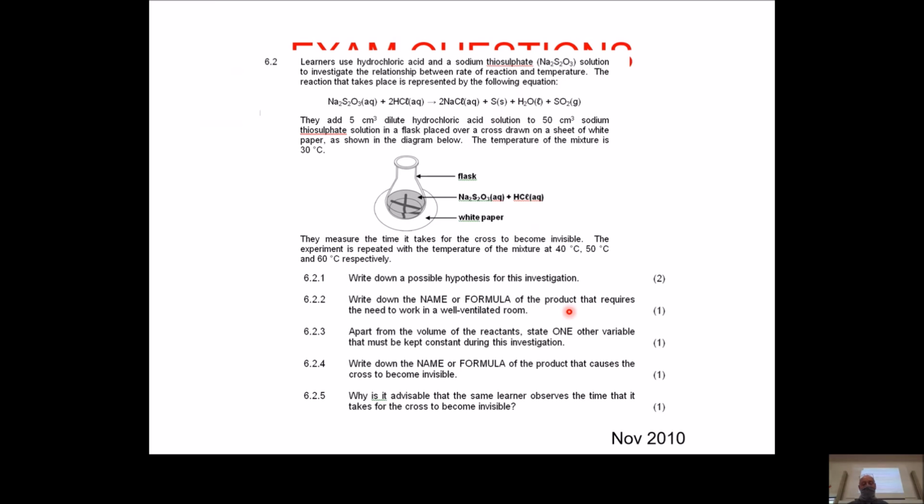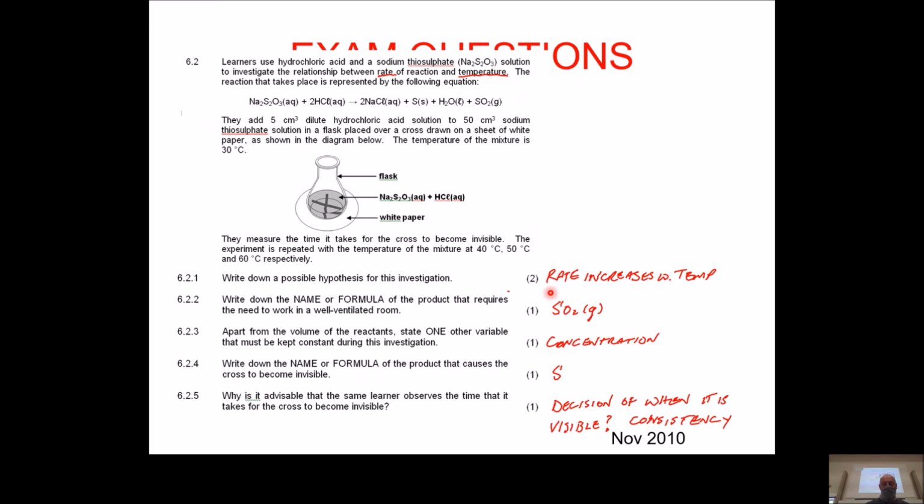Okay, so hypothesis, that's fairly straightforward. Rate increases with temperature. The name or formula of the product that requires the need to work in a well-ventilated room, that's going to be the gas, sulfur dioxide. And it says you can write down the name or the formula.